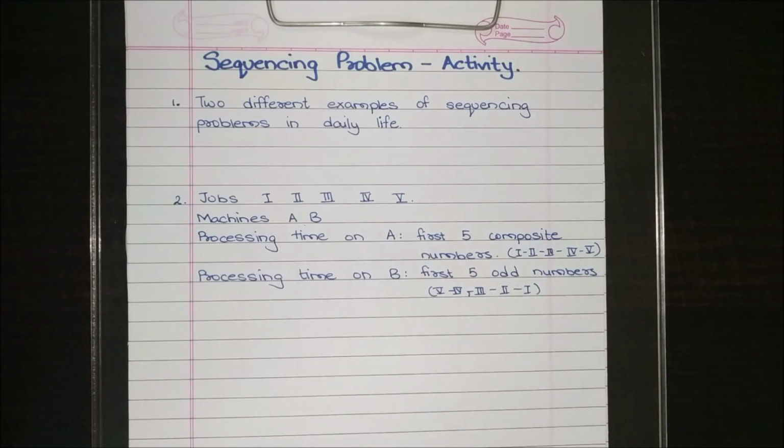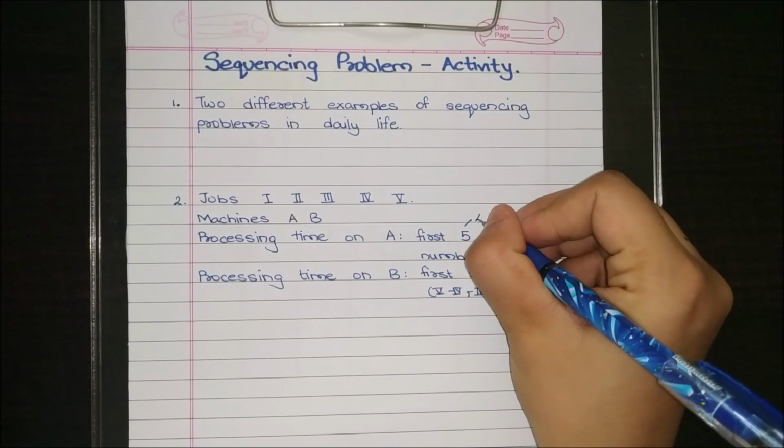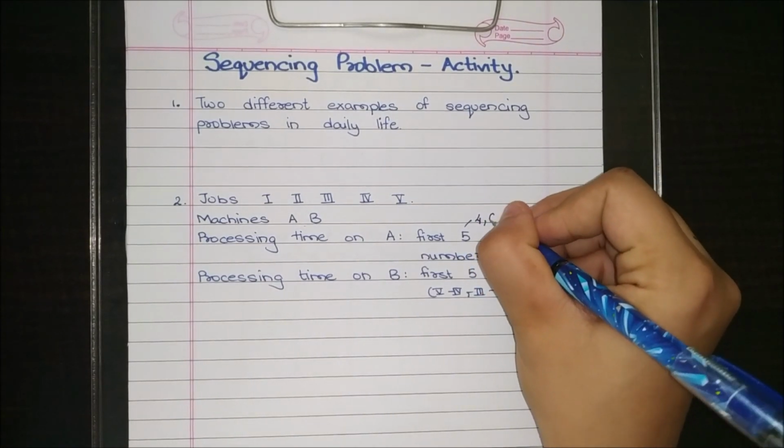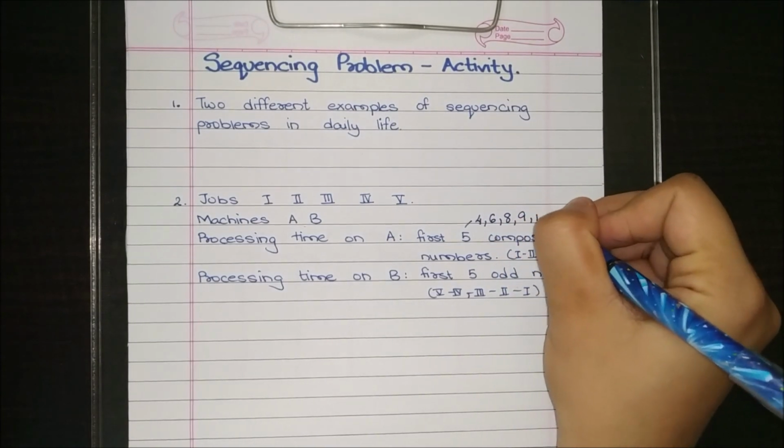Okay. Now we will start the second question. We have 5 jobs, 1 2 3 4 5, and we have 2 machines A and B. They have said that the processing times on machine A are the first composite numbers in the order 1 2 3 4 5. So what are the first composite numbers? Composite numbers are those numbers that are not prime. So 1 is neither prime nor composite, 2 is prime, 3 is also prime, 4 is the first composite number, 5 is prime, 6, 7 is prime, 8, 9 and 10.